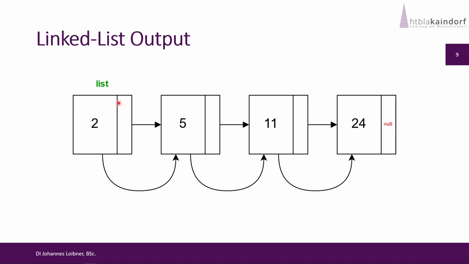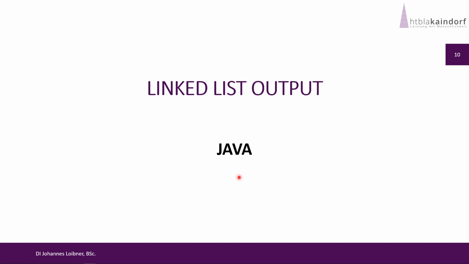Okay, that's not that difficult. We start with our head node because this is what we know. Then we go to the next one, we print the 5. We go to the next one, we print the 11. We go to the next one, we print the 24. And as soon as there is no next element or node because the reference is null, we are done. So let's try to implement a method that prints all the data of our elements.